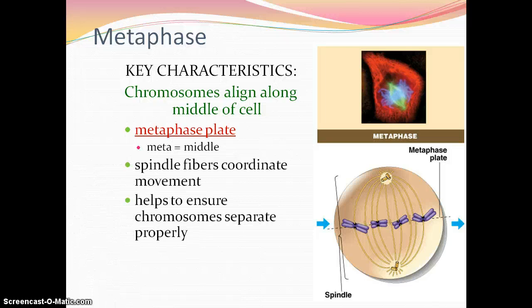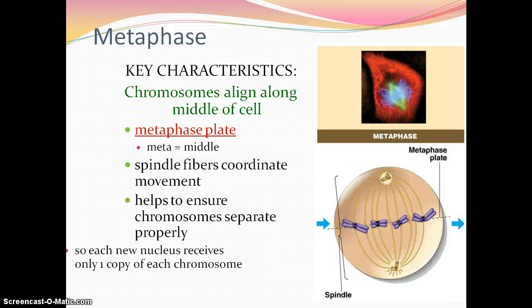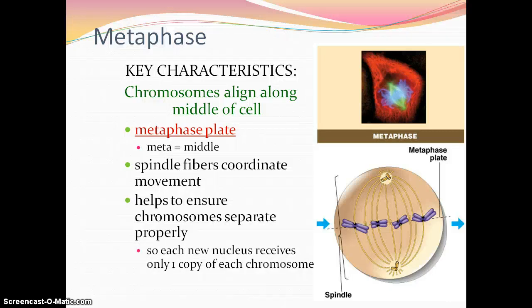And the spindle fibers, again, are very active in coordinating this movement. It's important for this phase to occur because this is going to enable those sister chromatids to separate properly, so that each new nucleus is going to receive one complete copy of each particular chromosome.